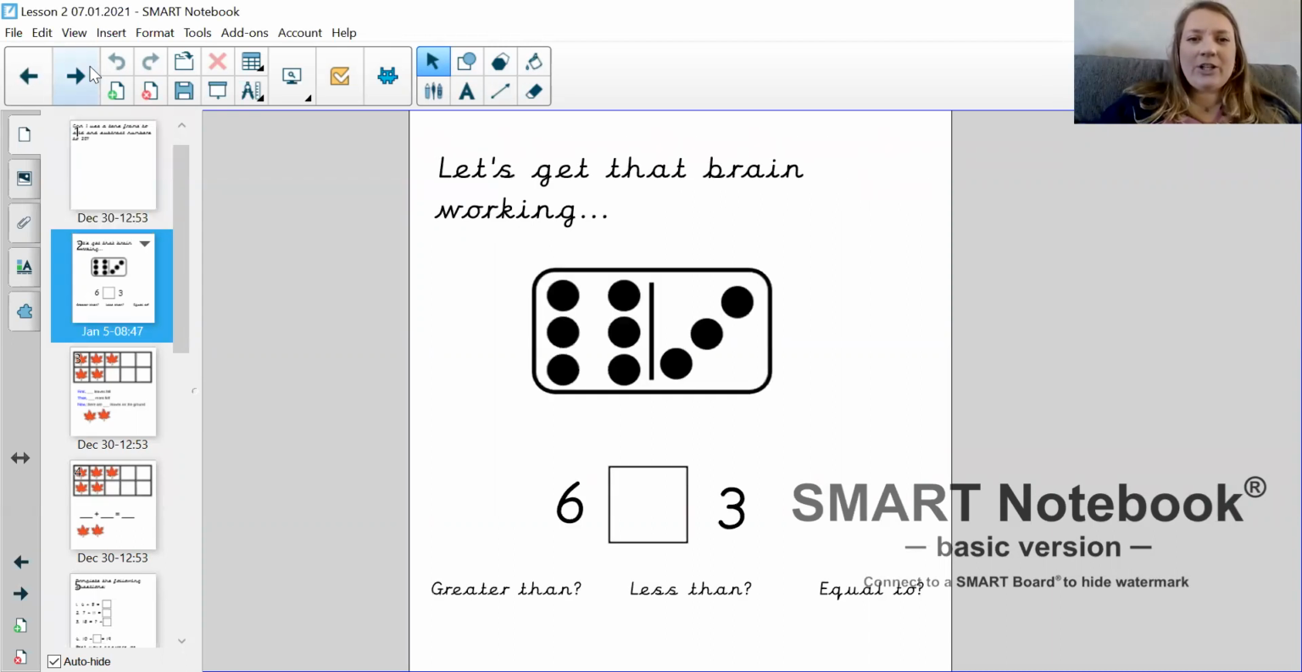Have a little look. It says, let's get our brains working. You have got a pictorial representation of the numbers and you've got the numbers written below. And in the middle, there is a box. In that box, you are going to write a symbol. It could be the symbol that means greater than, less than, or equal to. Have a little look and have a think which symbol goes in that box. You can pause the video if you need to.